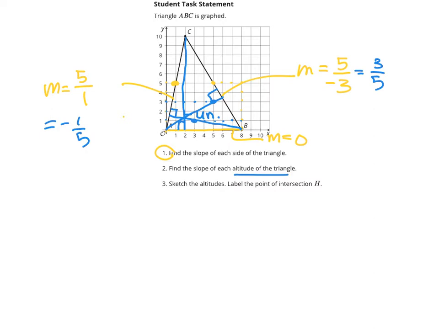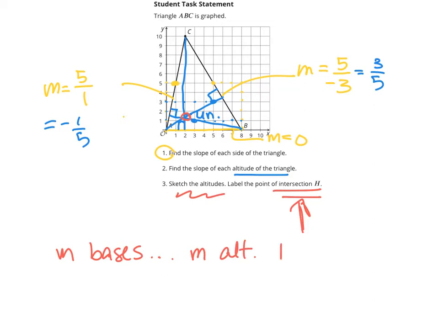The fact that we intersected at the same point is not a mistake. That is on purpose. That's my point of intersection, which is H, because I sketched the altitudes. Okay. If we found the slope of the bases, then the slope of the altitudes are perpendicular to the bases, which means the slopes are opposite reciprocal.